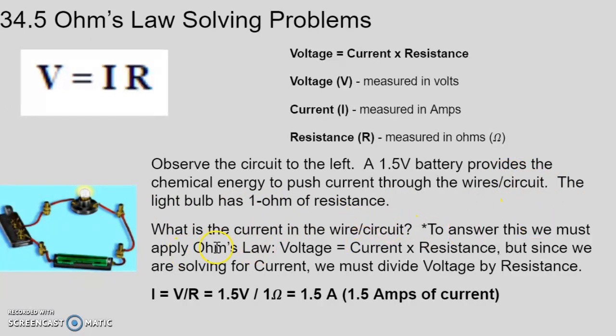So to answer this, we still apply Ohm's law. Voltage equals current times resistance. But since we're solving for current, we must divide voltage by resistance. Here I see current equals voltage divided by resistance. I have 1.5 volts given. I have 1 ohm given, so 1.5 volts divided by 1 ohm equals 1.5 amps of current. There's 1.5 amps of current in this picture. And this picture here looks like this is a cathode, so current would be traveling counterclockwise.